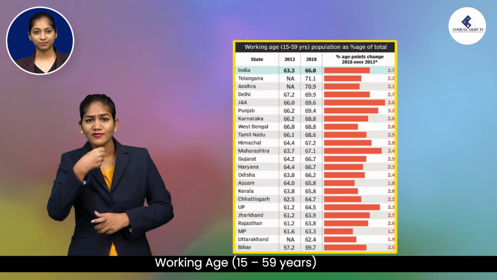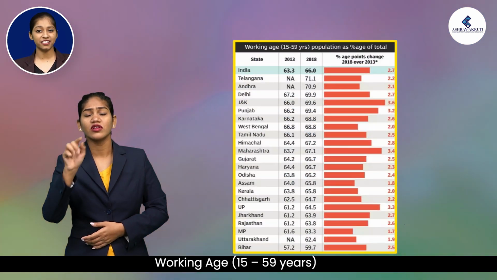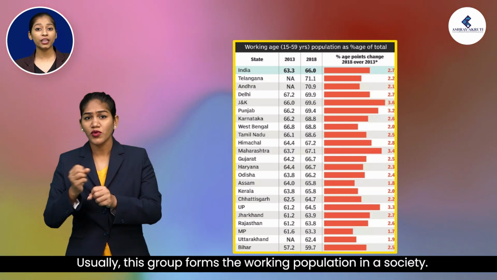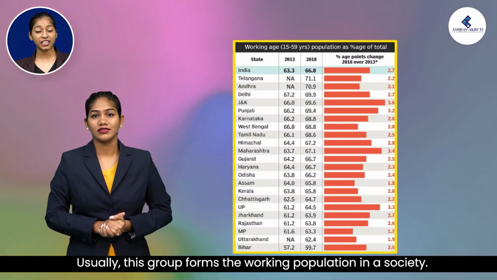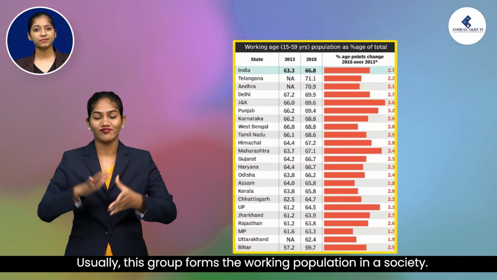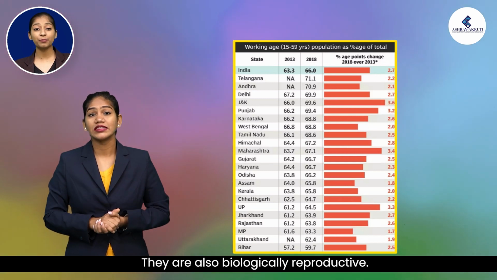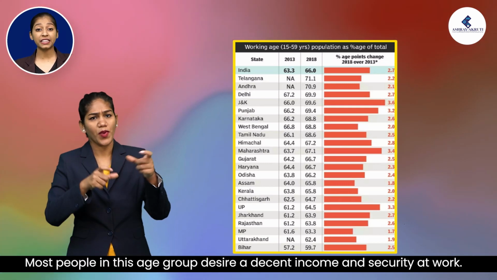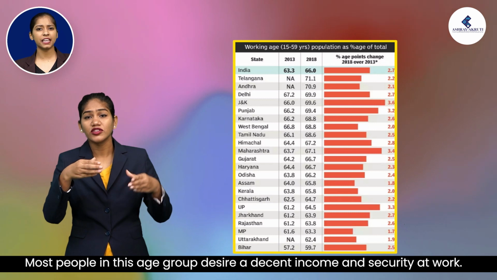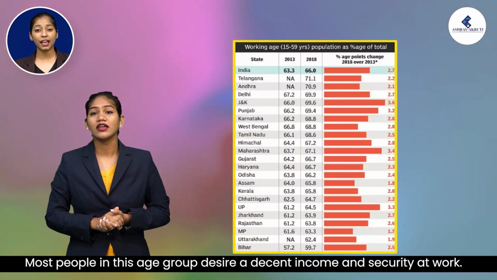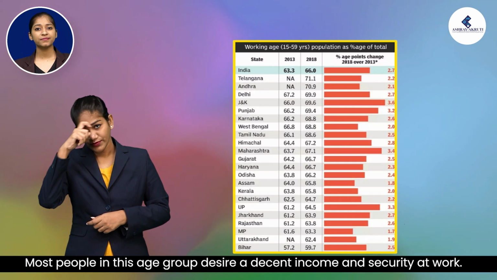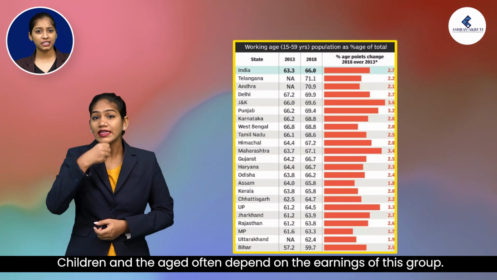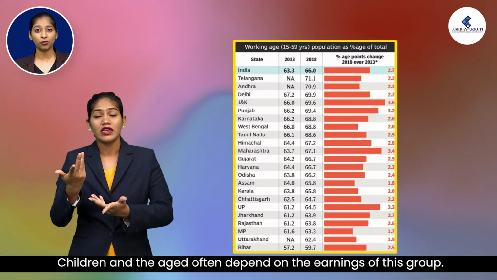Working age, 15 to 59 years. Usually, this group forms the working population in a society. They are also biologically reproductive. Most people in this age group desire a decent income and security at work. Children and the aged often depend on the earnings of this group.